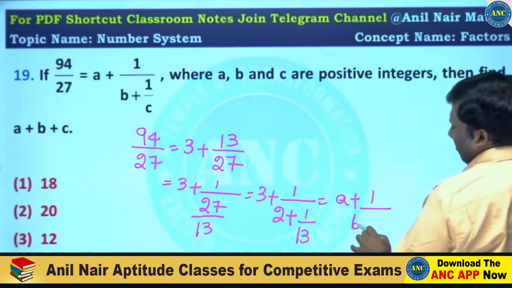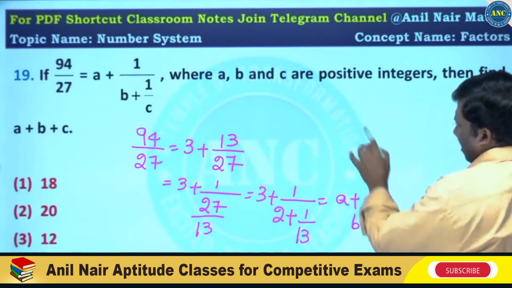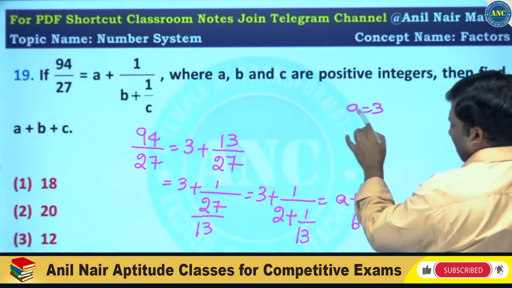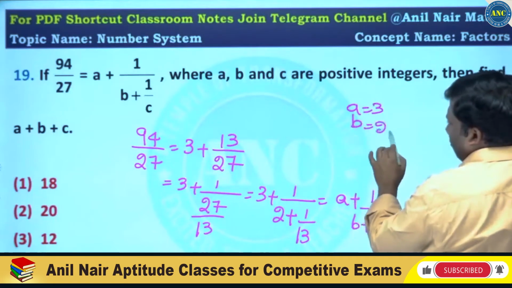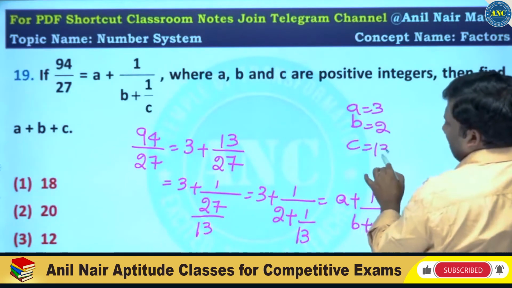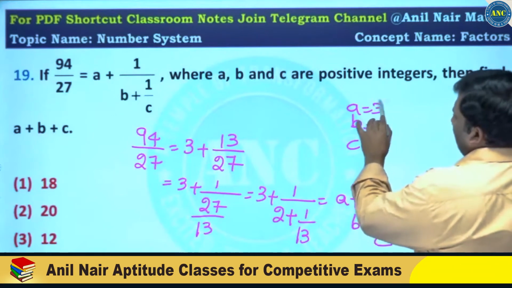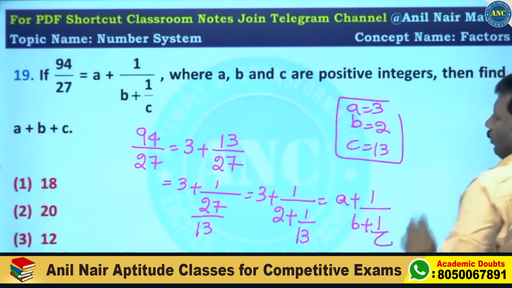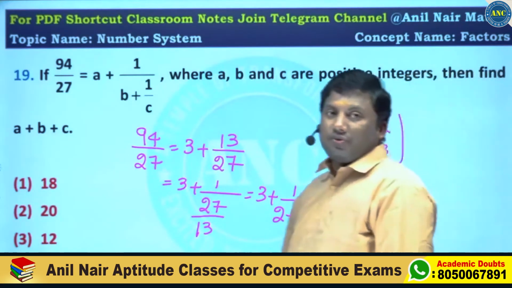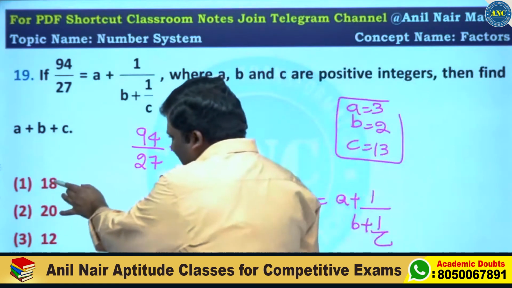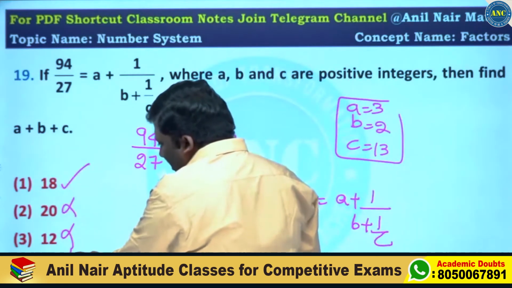A plus 1 by B plus 1 by C. A value is 3. B value is 2. C value is 13. 3 plus 2 plus 13. What will be the answer? 3 plus 2 is 5. 5 plus 13 is 18.